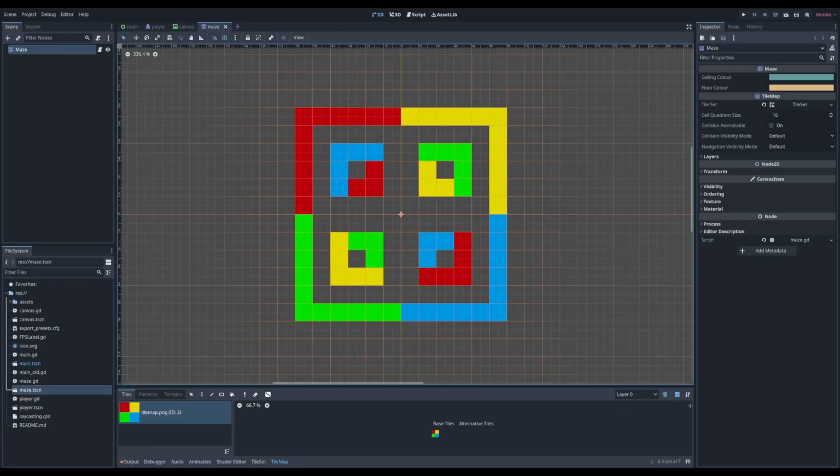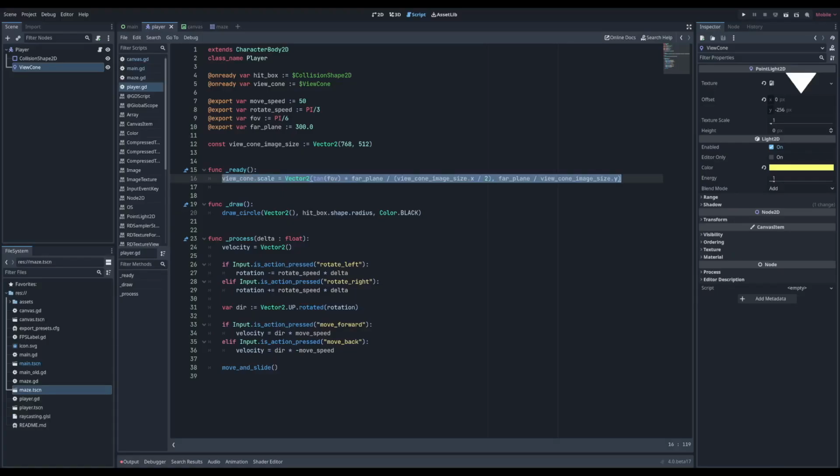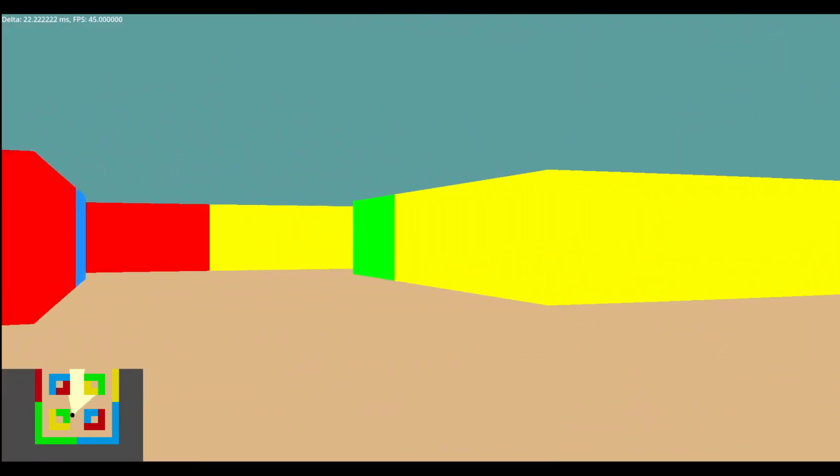Interestingly, this is actually what the world would look like if Godot were to render it itself. This was achieved using a sub-viewport with its own camera. The player also has this vision cone which is scaled perfectly to match the field of view and far plane the Raycaster uses. Adding in some light occlusion to the maze tiles, the resulting view cone shows precisely what is being rendered on the canvas. Not only is this good for debugging, it's also a nice aesthetic.